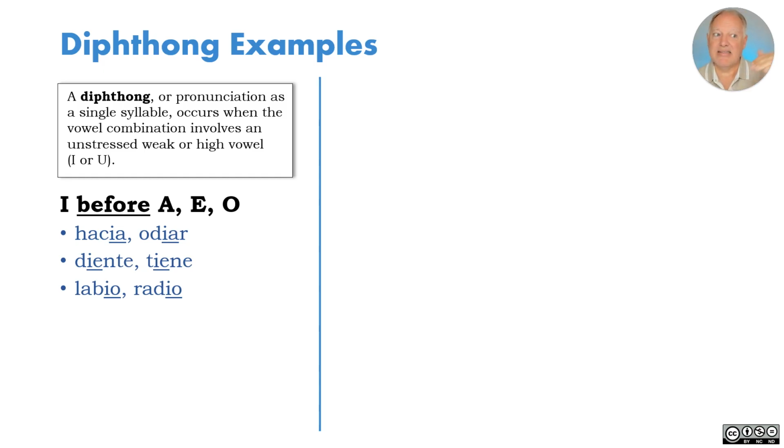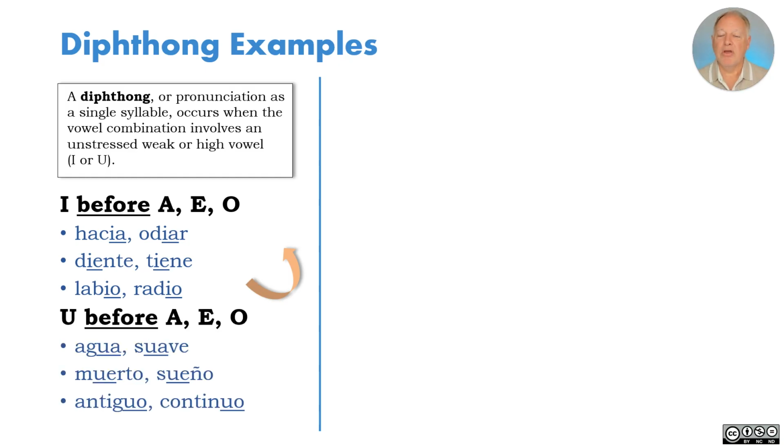Hacia, hacia. Odiar, right? Diente, tiene. So it is a vowel combination that's smushed together, forming a diphthong, same syllable pronunciation. But the first vowel is slightly weaker. The second vowel receives more emphasis. Labio, labio, radio, rising diphthong, which I am very skillfully representing with the arrow pointing up. The vowel u before a, o. So again, more examples of a rising diphthong.